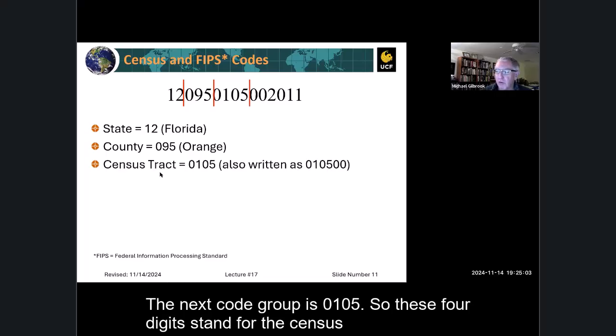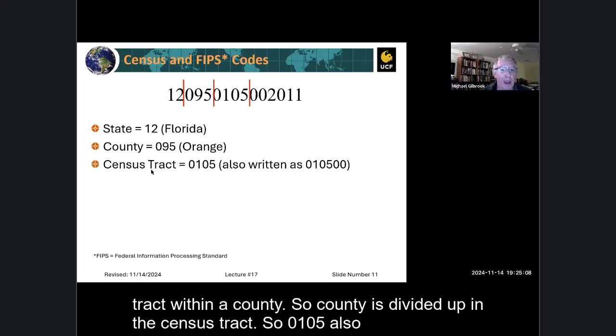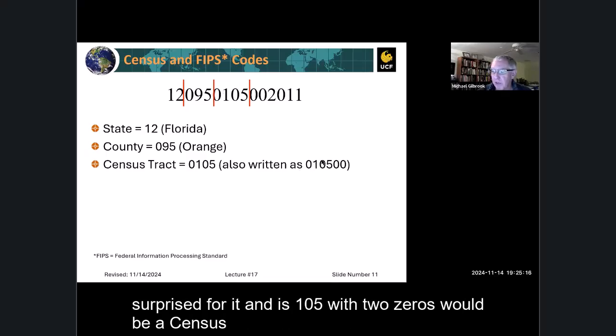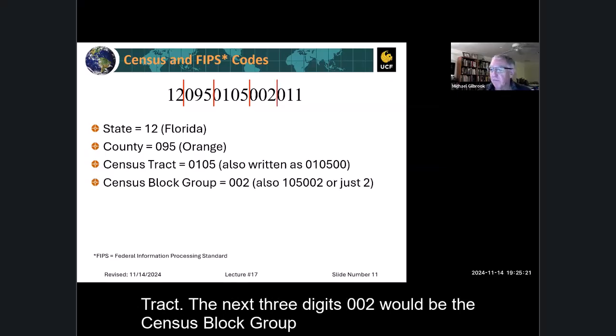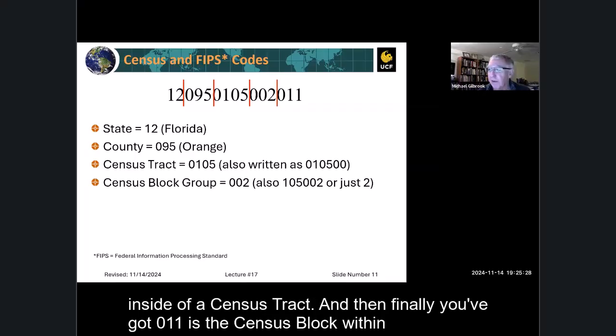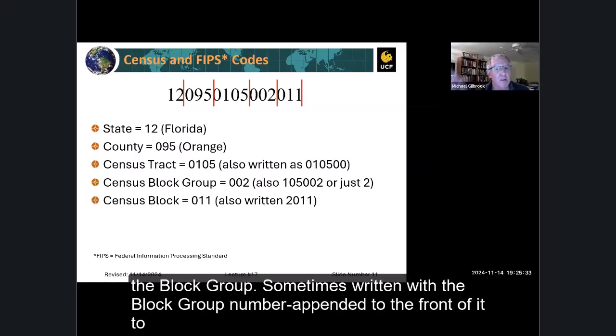The next code group is 0105. So these 4 digits stand for the census tract within a county. So a county is divided up into census tracts. So 0105, also sometimes written as 105 with 2 zeros, would be a census tract. The next 3 digits, 002, would be the census block group inside of a census tract. And then finally, you've got 011, which is the census block within the block group, sometimes written with the block group number appended to the front of it to call it 201.